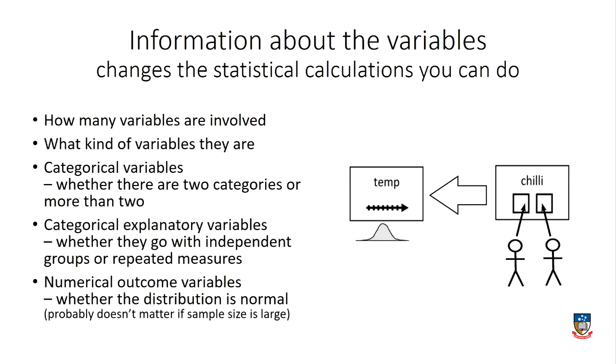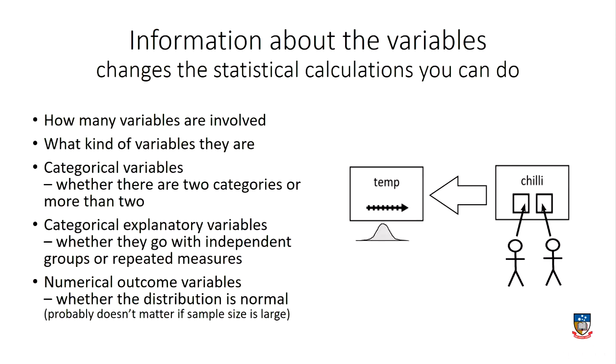It depends on how many variables were involved, what kind of variables they are, which come in categorical variables, like whether you have chili in a meal, yes or no, and numerical variables, like your body temperature, measured in degrees. If you have categorical variables, then it matters whether there are two or more than two categories. And if you have categorical explanatory variables that are doing a job of explaining the changes in something else, then it matters whether they go with independent groups, where every individual is in only one of the categories and you measure the outcome once per individual, or if they go with repeated measures, where every individual is in both categories or all three categories and you measure the outcome once for every person for every category.